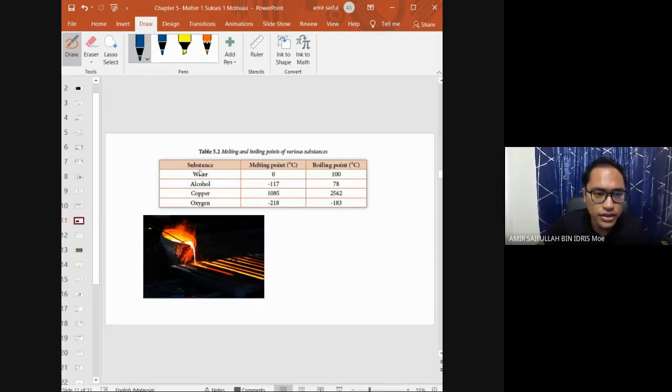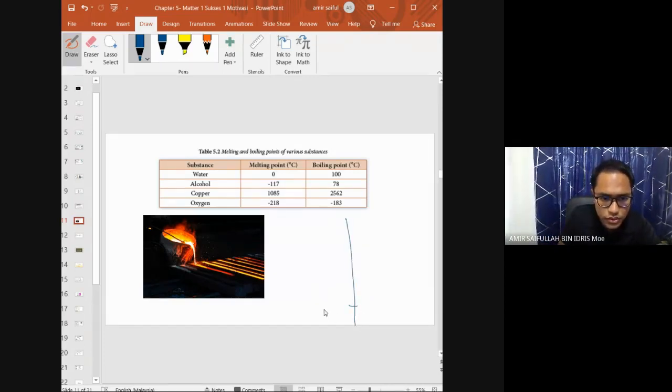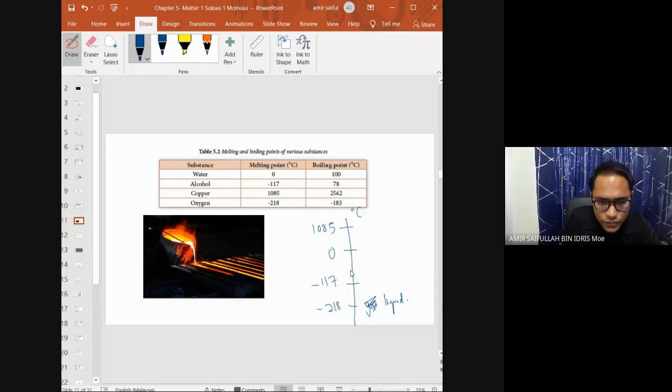So we can see here, for water, 0 is the melting point. So like this: negative 218, negative 117, 0, and 1085. Okay, so this is the degree. At negative 218, oxygen will turn into liquid. Then at negative 183, it will change into gas. Because oxygen has a melting point at negative 218, and then at negative 183, it already exists as gas.